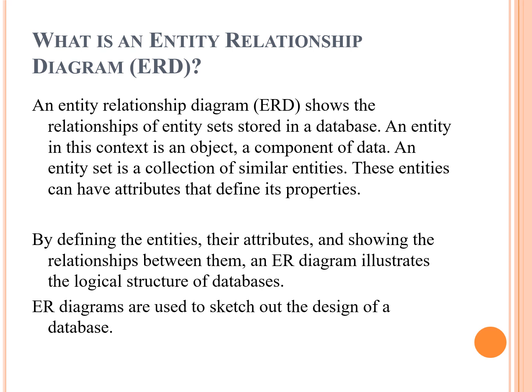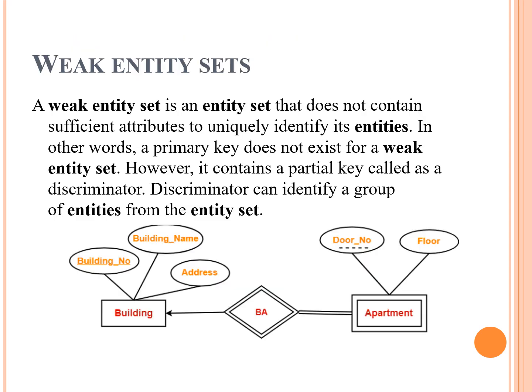So what is an entity relationship diagram? An entity relationship diagram shows the relationship of entity sets stored in a database. An entity set is a collection of similar entities. These entities can have attributes that define their properties. By defining the entities, their attributes, and showing the relationship between them, the ER diagram illustrates the logical structure of the database. It is used to sketch out the design of a database.